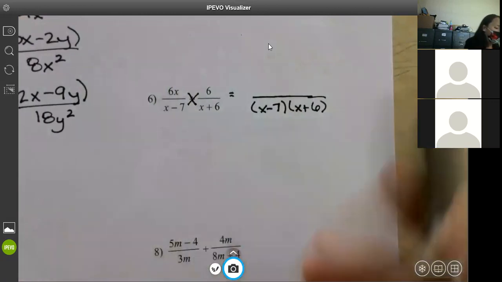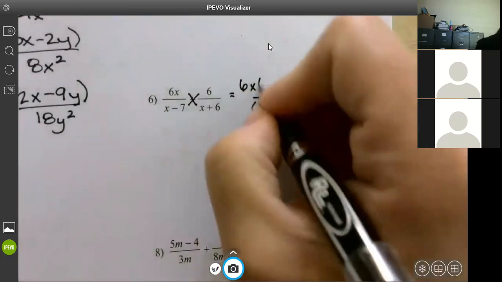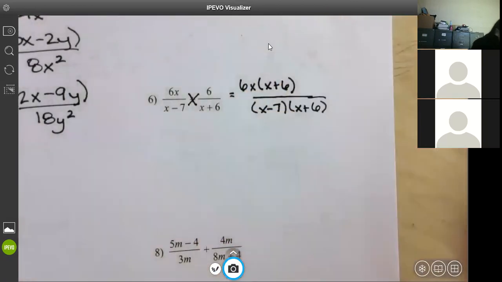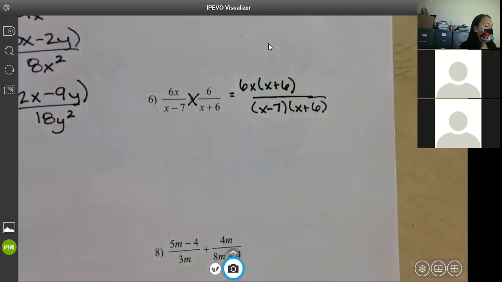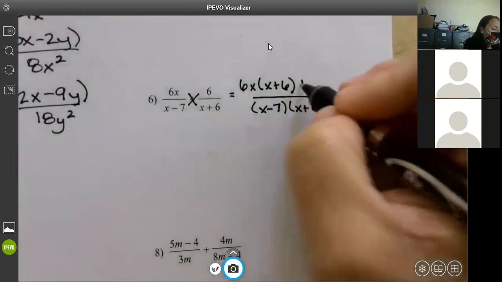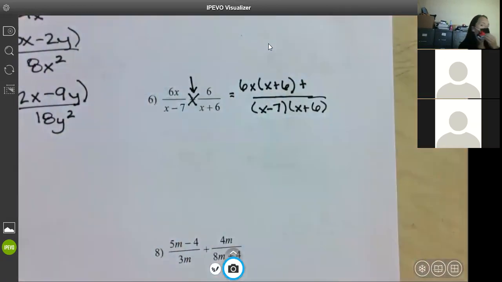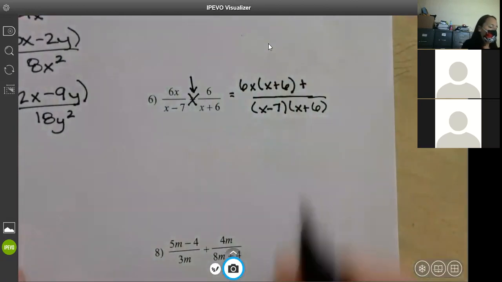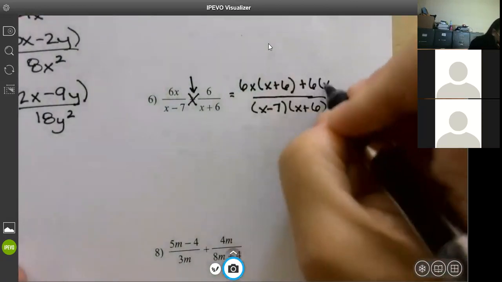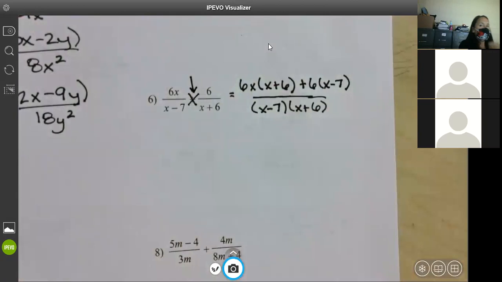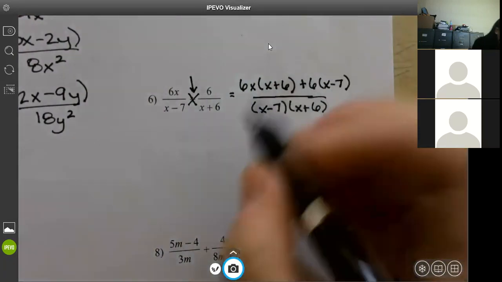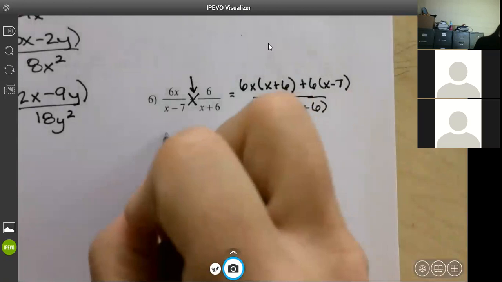So 6x times x plus 6. The sign between was a plus. That came from right there, that plus that I x'd out. And then you have to cross multiply 6 times x minus 7. Everybody okay? Now we need to simplify. So simplify the top. What are we going to have on top? Multiply it all the way out.